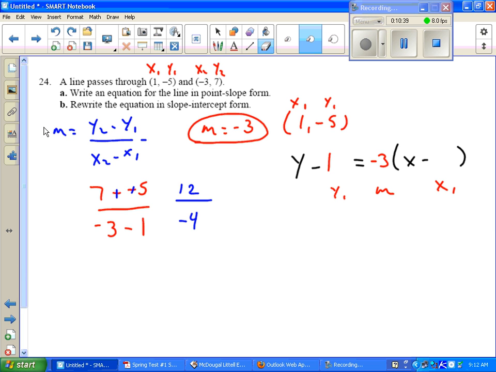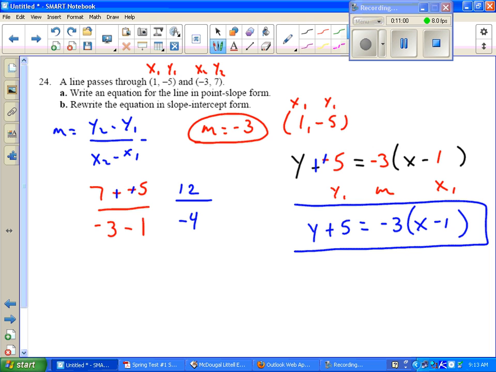I'm sorry, I wrote that wrong. y minus y sub 1's value, which is -5, equals -3 times x minus x sub 1, which is 1. Then you have to change y minus a negative 5 to y plus 5 equals -3 times x minus 1. So the first answer for number 24, for 24A, your point slope form is y plus 5 equals -3 times x minus 1. Then B says rewrite it in slope intercept form.